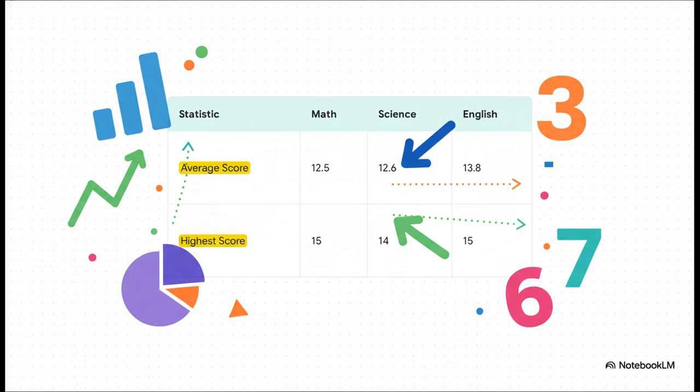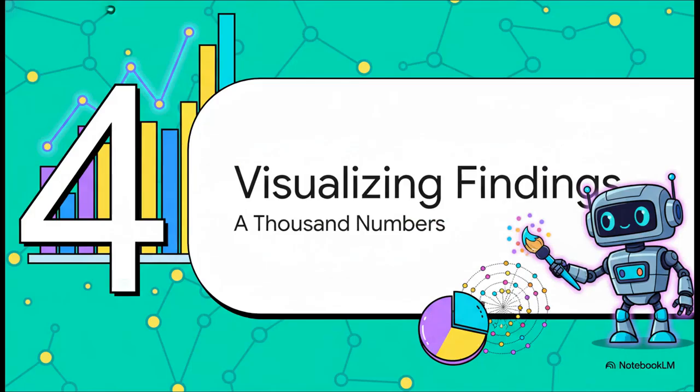See, the data is already starting to tell us a story. You can see right away that the highest average score is in English with a 13.8. And if we look at the single highest scores achieved, we've got a tie between math and English, both with a perfect 15. Now, these numbers are great and all, but let's be honest.